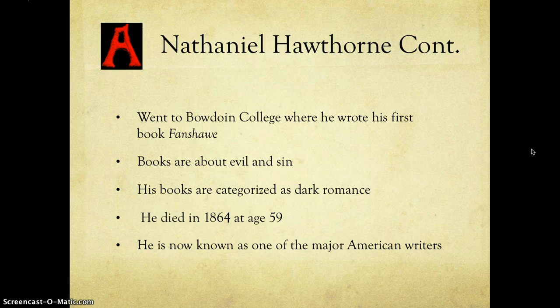Nathaniel Hawthorne has three common themes in most of his writings. They are 1. Puritan living, 2. Evil, and 3. Sin. His books are also categorized as dark romance. Unfortunately, Hawthorne died in 1864 at age 59. He is also known as one of the major American writers, which is why, class, we are learning about him in this lesson.